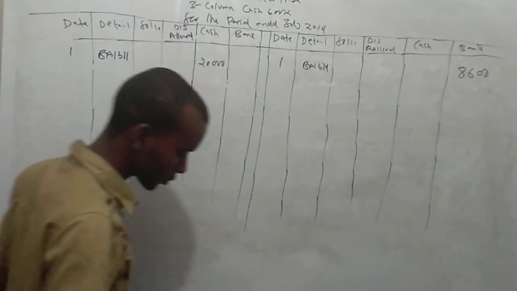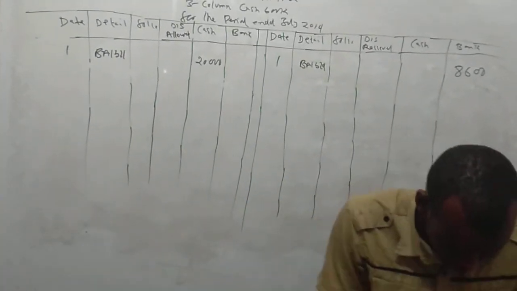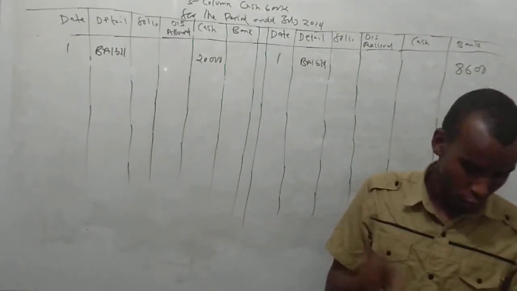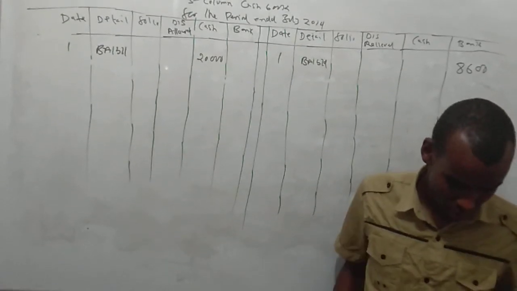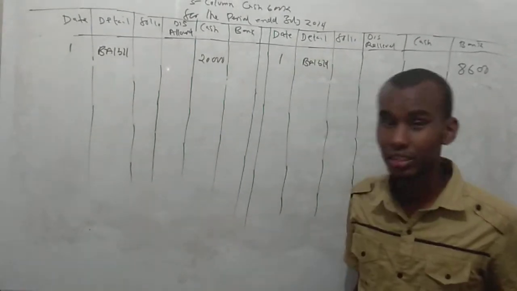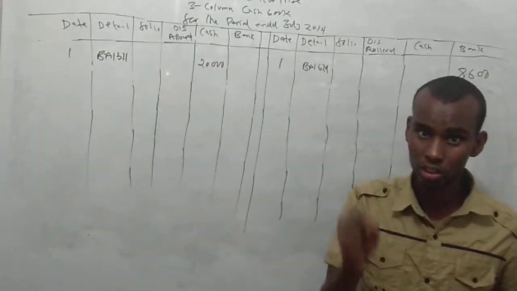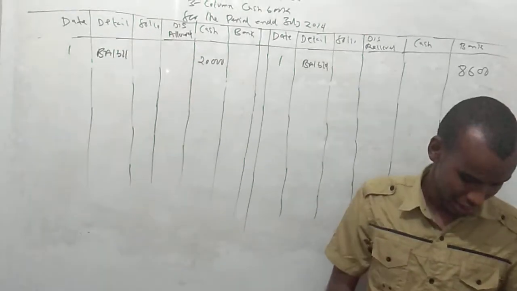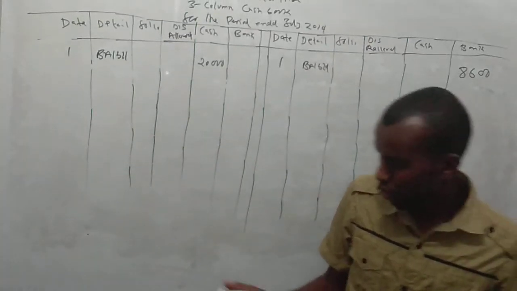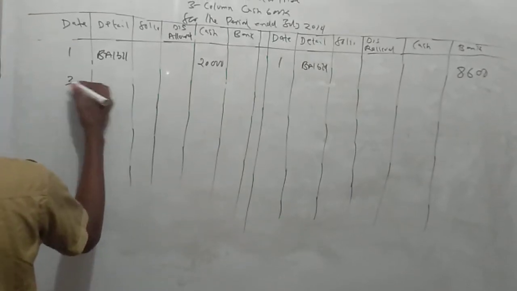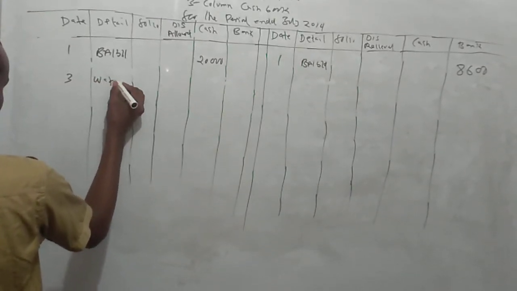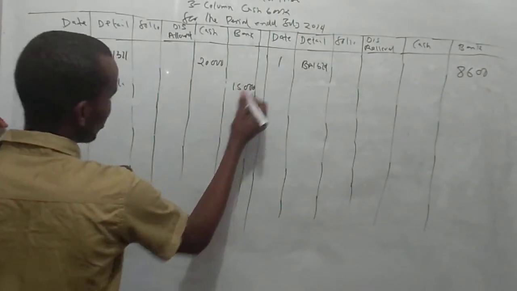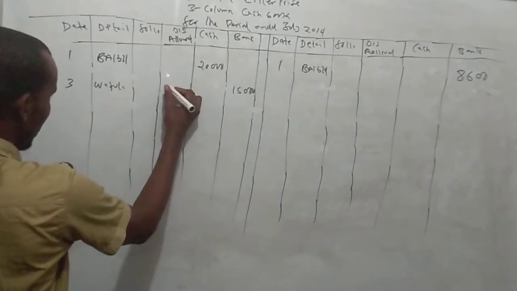Next, during the month, the following transactions took place. On 3rd, Wafula settled his account of 16,000 by check of 15,000. It means he paid only 15 out of 16. That difference is the discount allowed to him because he's a debtor. So on 3rd, Wafula settled his account by 15,000. Remember, it was 16,000, so the difference becomes the discount allowed, which is 1,000.